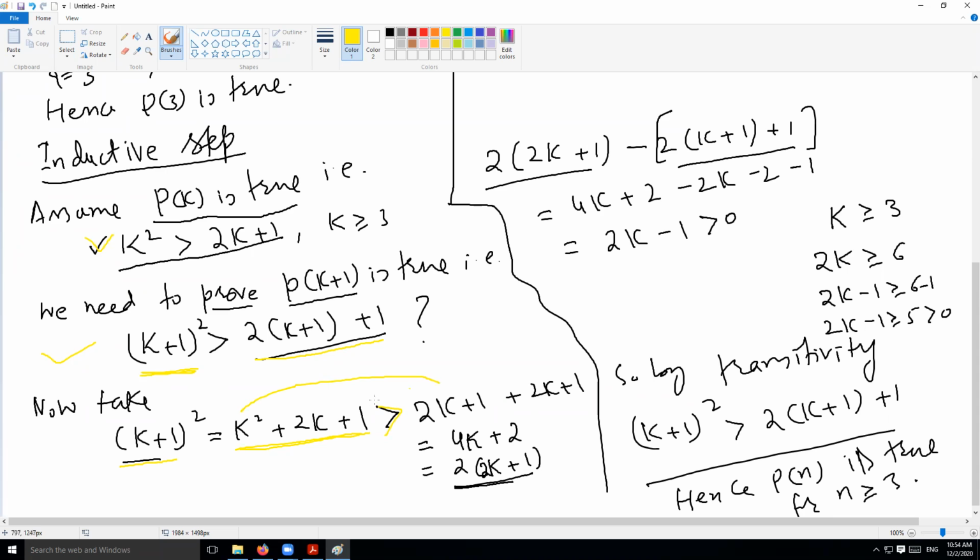So I just wrote it, and this 2k+1 is the same as 2k+1. So k² + 2k + 1 is bigger than 2k + 1 + 2k + 1. And I got this expression, which is 2 times (2k+1), plus 1. But I need to prove that (k+1)² is bigger than 2 times (k+1), plus 1. So that's what I actually have to prove. But from my calculation, what I get is this expression.